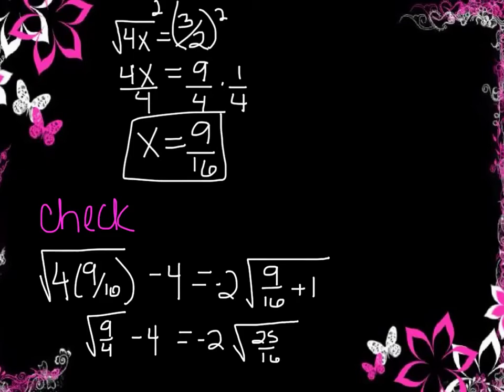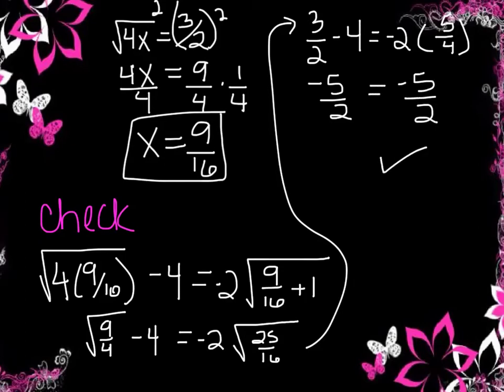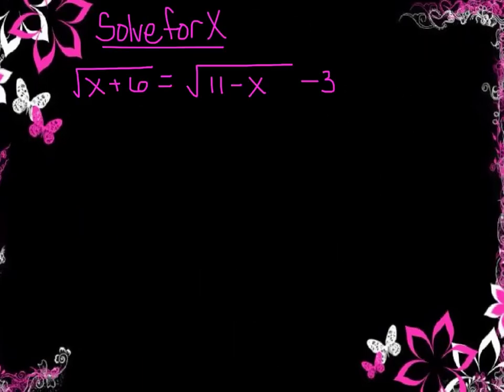25/16. So now I want the square root of 9/4, I'm going to move up here, and I get 3/2 minus 4 equals -2 times, and the square root of 25/16 is 5/4. 3/2 minus 4, if you want to just punch it into your calculator, you get -5/2. And -2 times 5/4 is -10/4, which is -5/2. So it works. We're happy. X equals 9/16, and we're done.